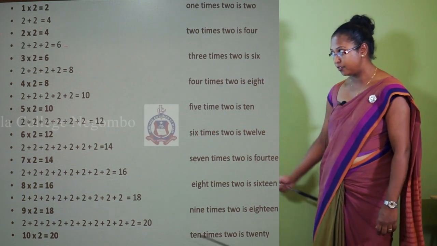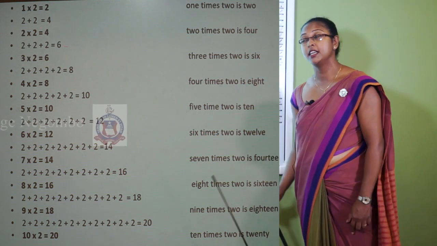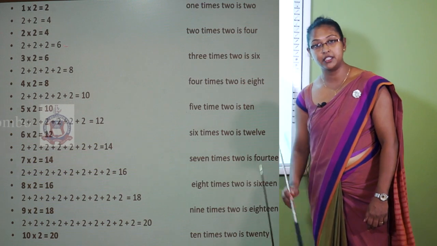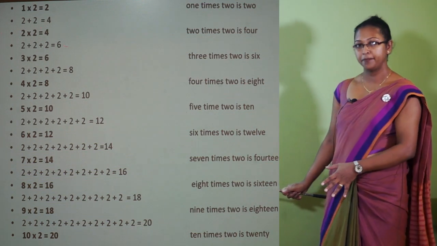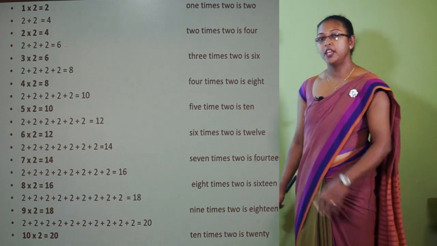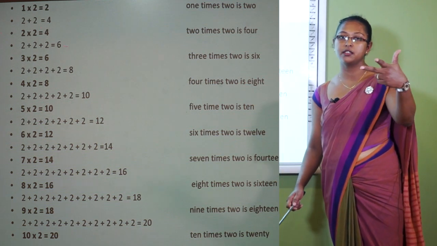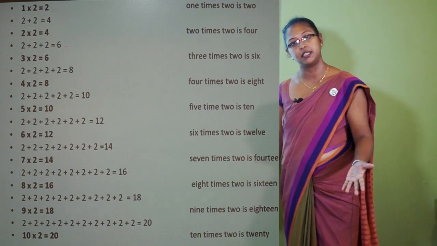So Pute, you have to study by heart the 2 times table. This is called the 2 times table. You must learn this pattern by heart. Why do I say so? You can just remember 2, 4, 6, 8. That way is very easy.